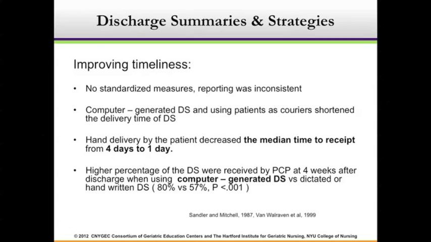Okay, so if you put together a process where discharge summaries are done at the time of discharge and given to patients as part of their discharge process, then they're likely to bring it to the PCP office instead of saying, well, I'll get to it later and I'll fax it or mail it or scan it and email it to the PCP. Hand delivery by patients decreases the time to receive, and more of them were likely to get it when it was computer generated versus something that happens later, either handwriting or dictated.